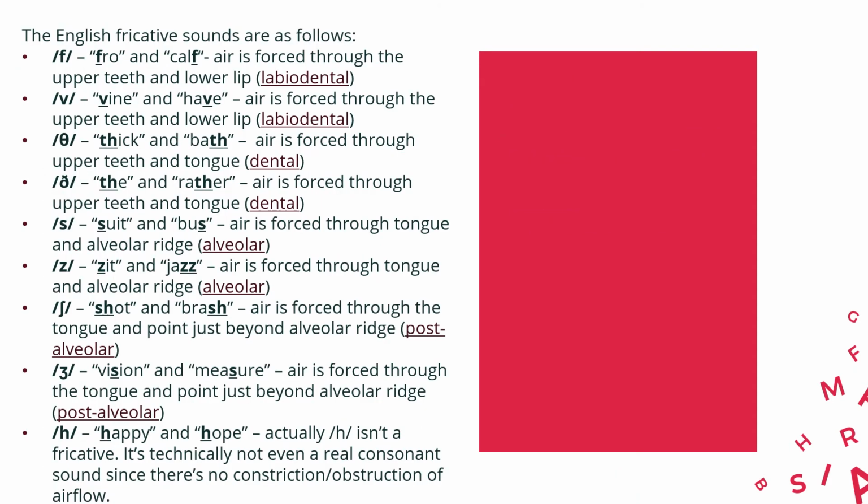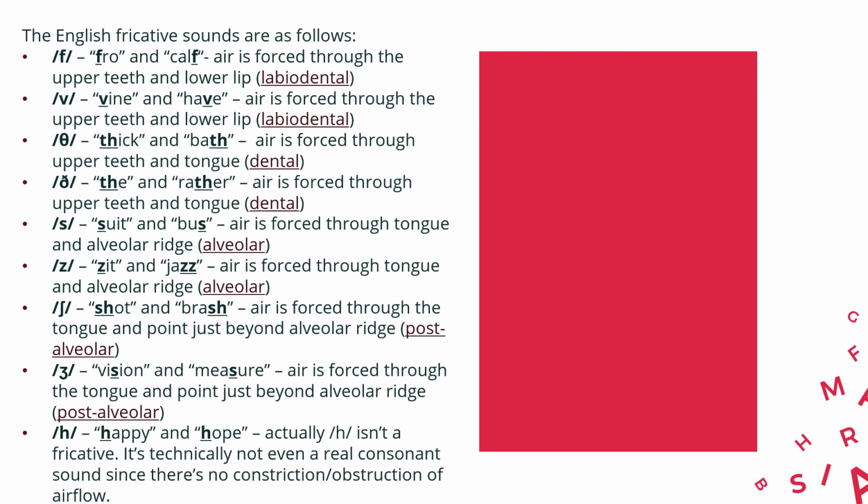The English fricative sounds are as follows: th, the. Sorry, the first one should be th. The second one, the. Thine, have, and then th, like in thick and puff, and then the. Air is forced through upper teeth and tongue, like in suit and bus. Air is forced through tongue and alveolar ridge, s, or z, like in zip and jazz. Air is forced through tongue and alveolar ridge. You can feel it when you pronounce the sounds.